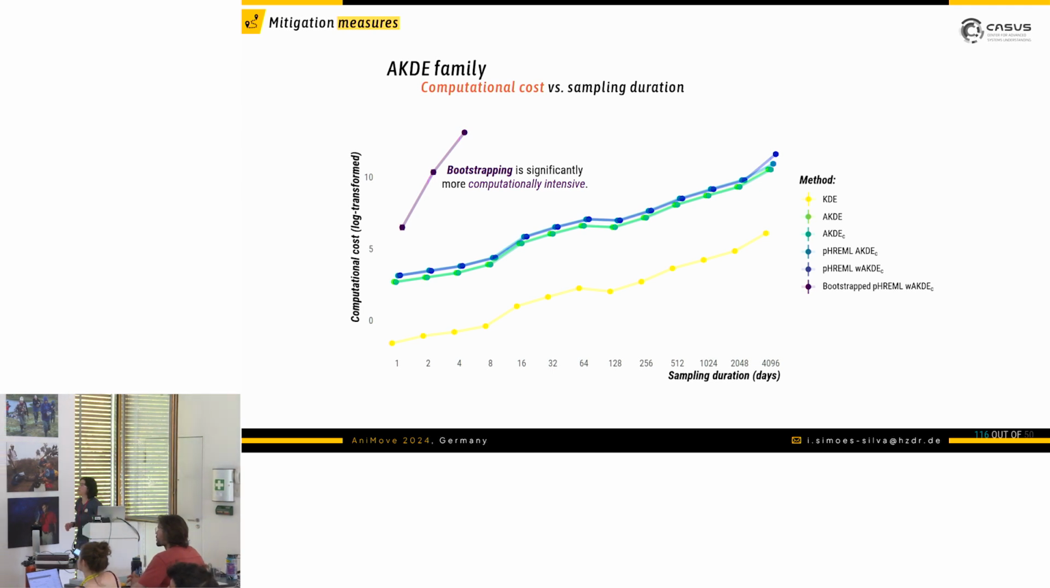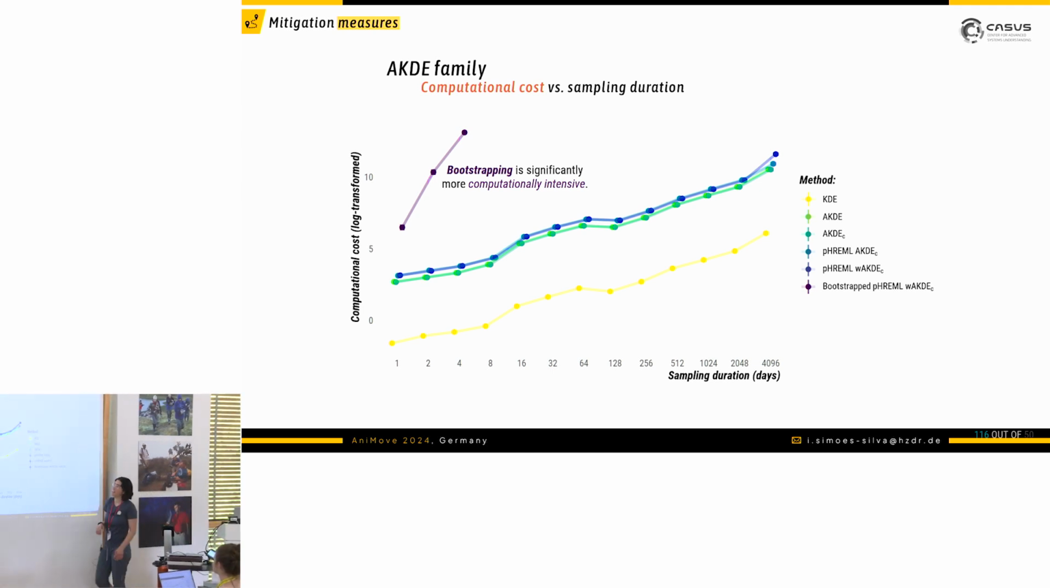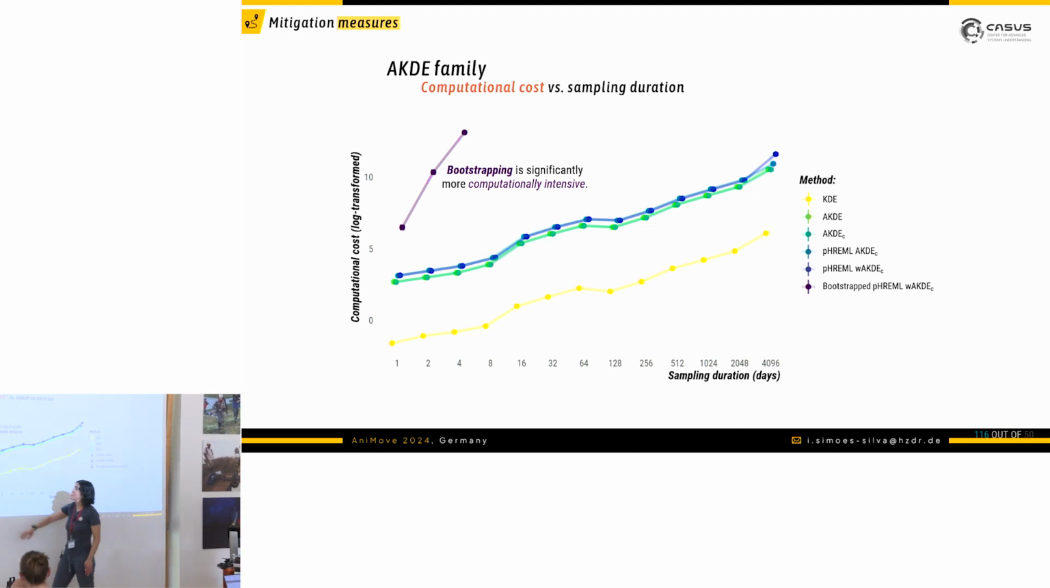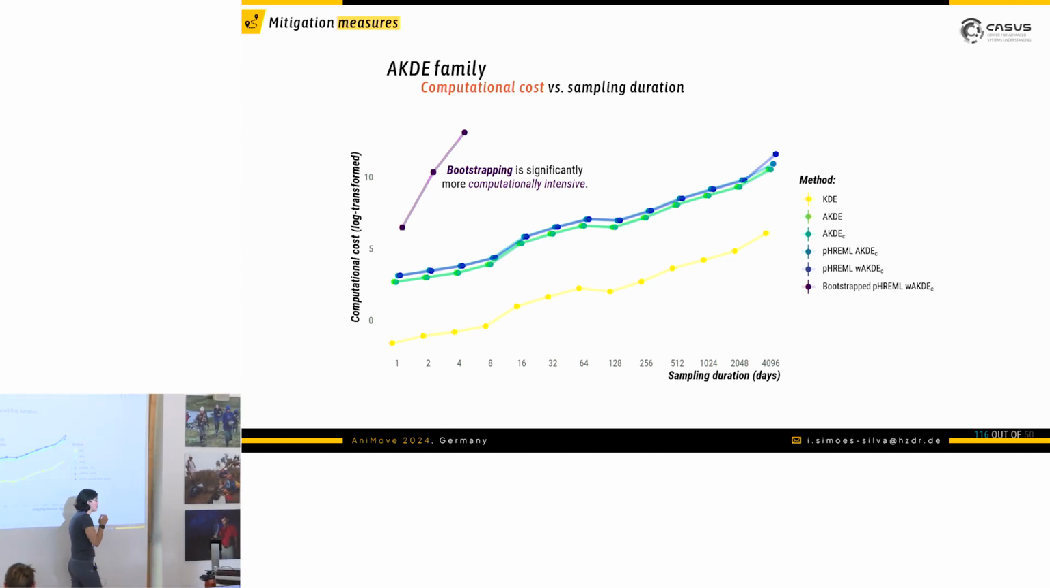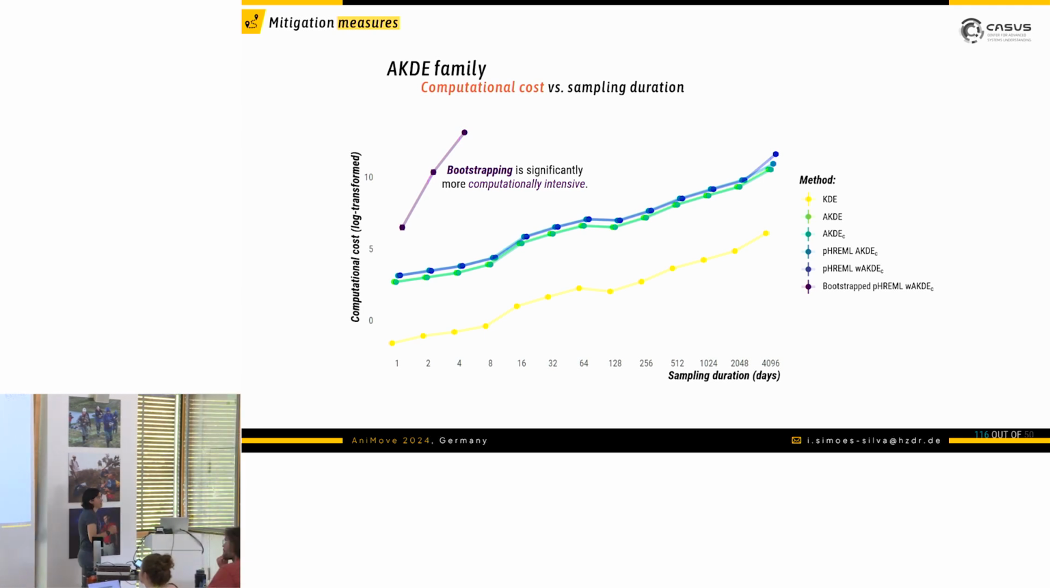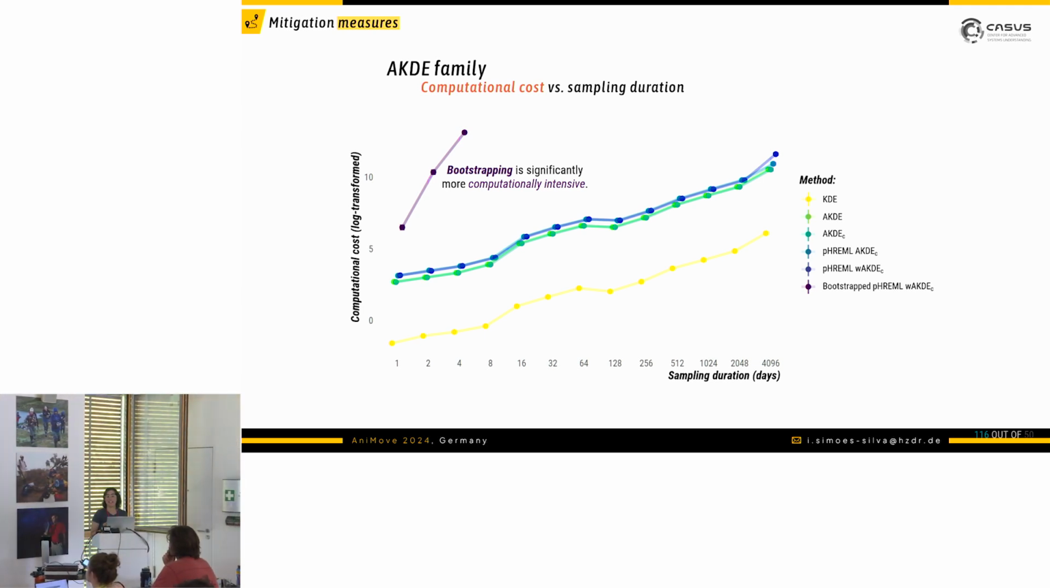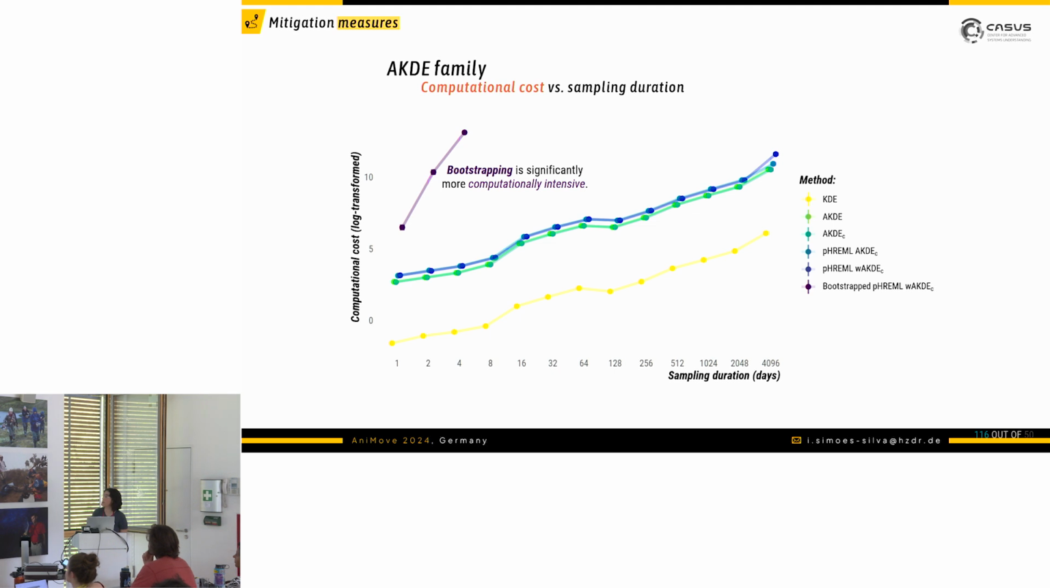But yeah, so this is just plotting the computational cost. This is log transform, by the way. You can see it takes a long time to run, especially if you have a lot of locations. So it can take hours. I've heard some people say it takes days for them. So yeah, it can be a problem.